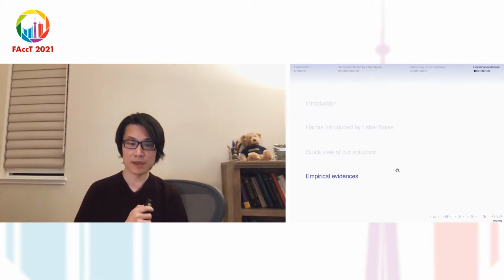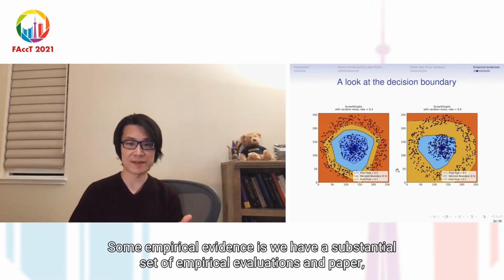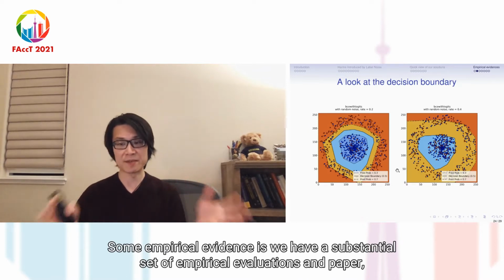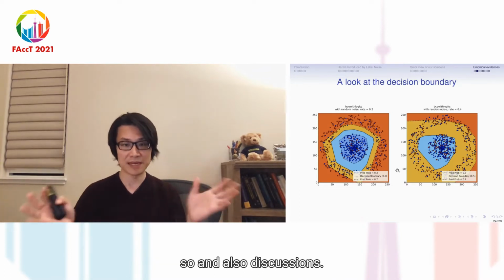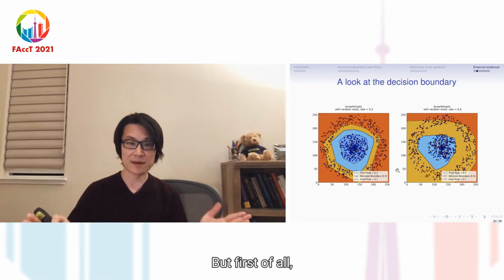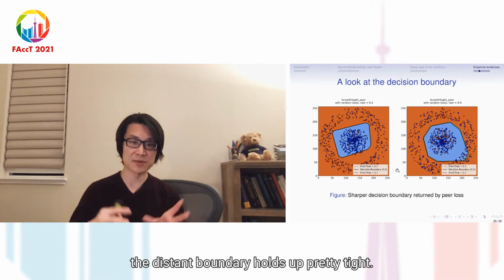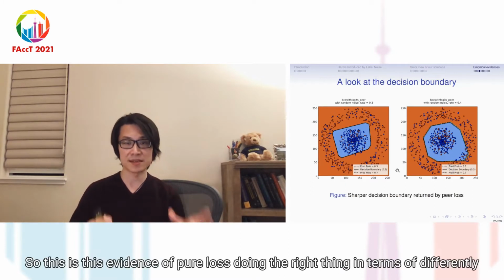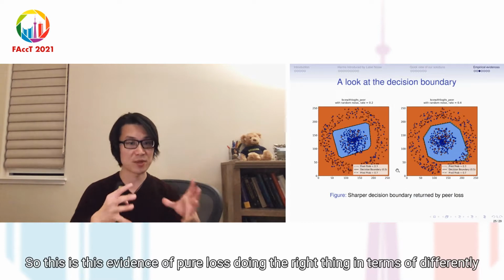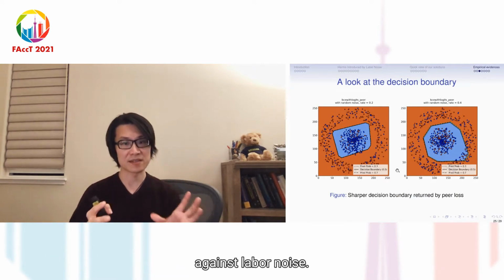Okay. So quickly, some empirical evidence. We have a substantial set of empirical evaluations in the paper, and also discussions. But first of all, this is the distance boundary I showed you earlier. But now with pure loss, the distance boundary holds up pretty tight. So this is evidence of pure loss doing the right thing in terms of defending against label noise.